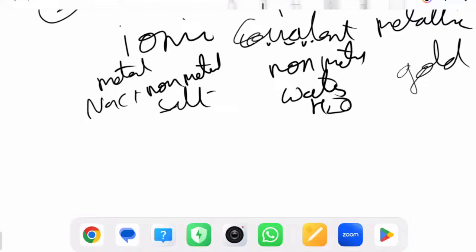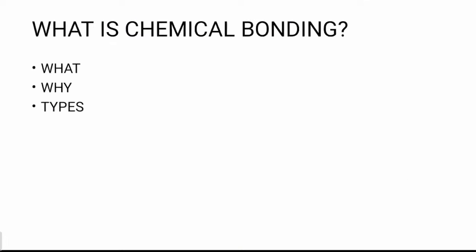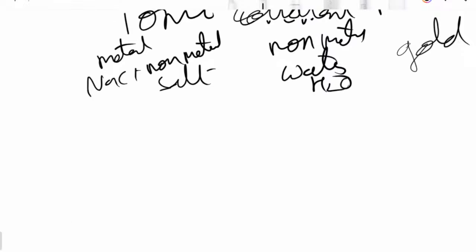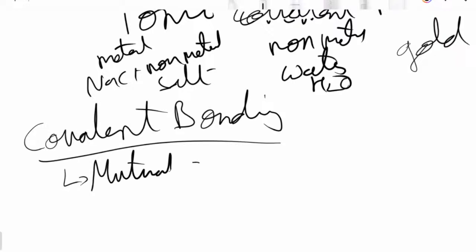I have arranged questions in such a way that it would be easy to understand. So next is covalent bonding. We understood chemical bonding is of three types, and one of them is covalent bonding. So let's understand what covalent bonding exactly is. Covalent bonding happens by mutual sharing of electrons.